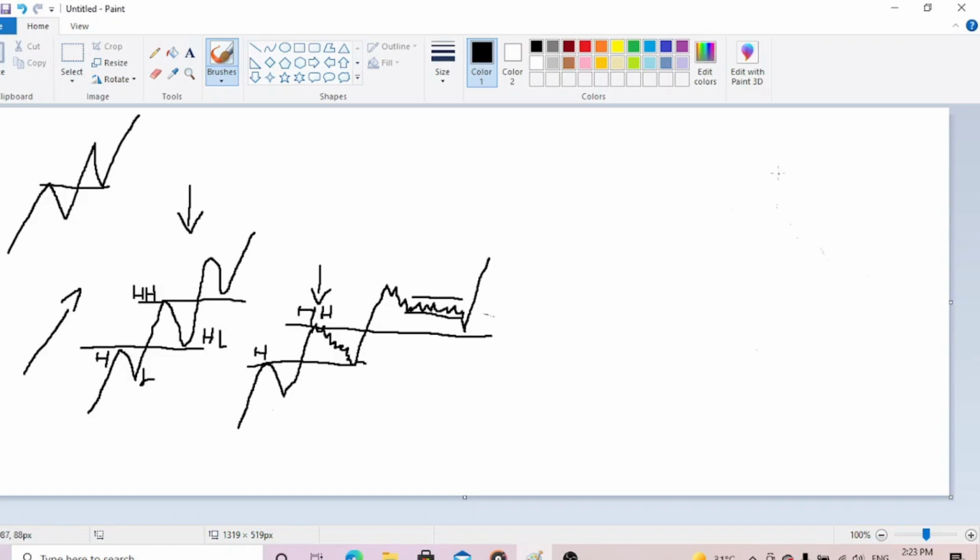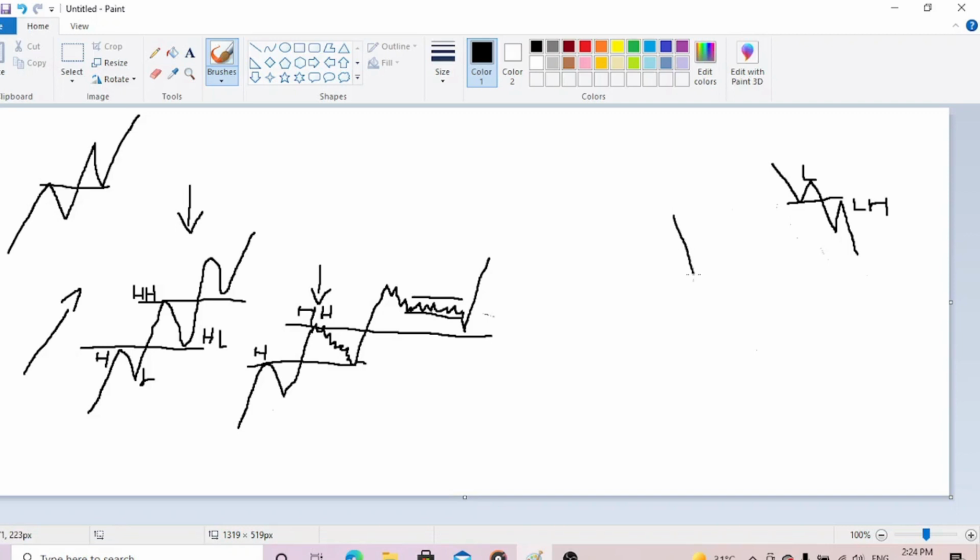Same thing in a downtrend. The market will pull down, pull back, pull up, break structure here, come back, retest structure, and go up. Okay, so we have a low here, and a lower high. So this is in a downtrend. So it will behave exactly the same.